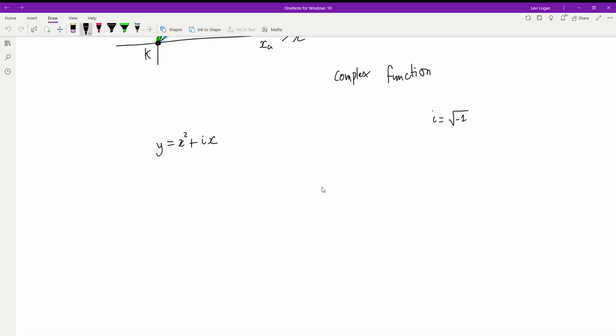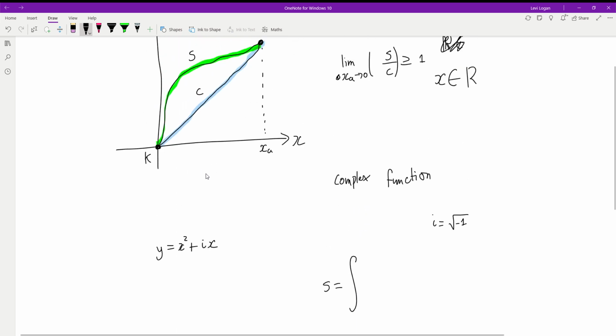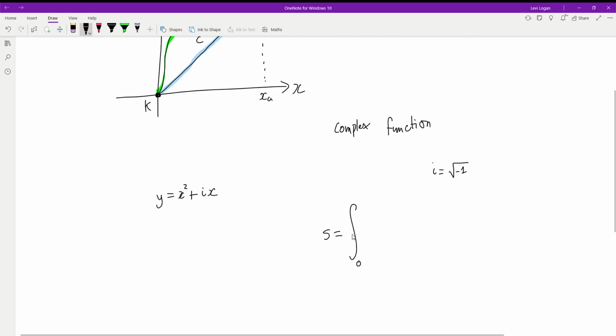Now, the arc length of any curve, regardless of whether it's complex or normal, is from its starting point. Here we're saying it starts from 0 up until x of a. So the arc length is the integral from 0 to x of a of the square root of 1 plus (dy/dx) all squared. So how can we find dy/dx? Oh, we can just differentiate our function.